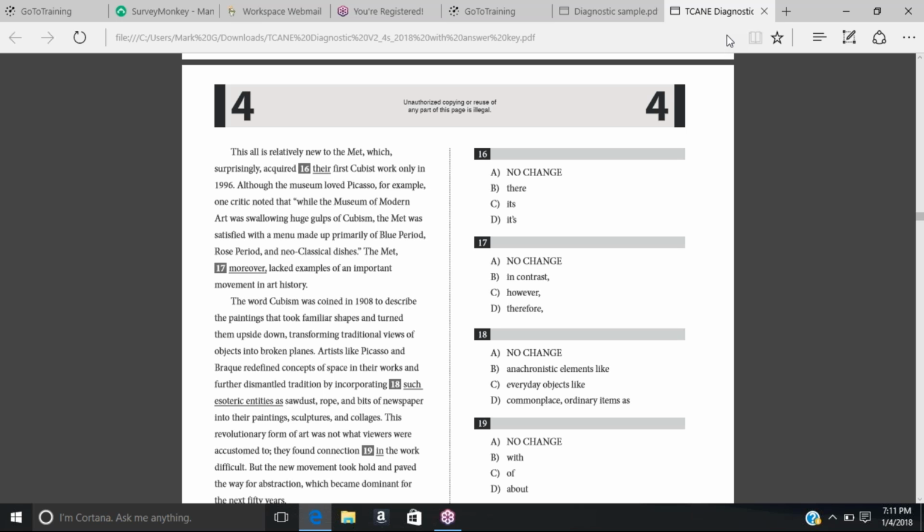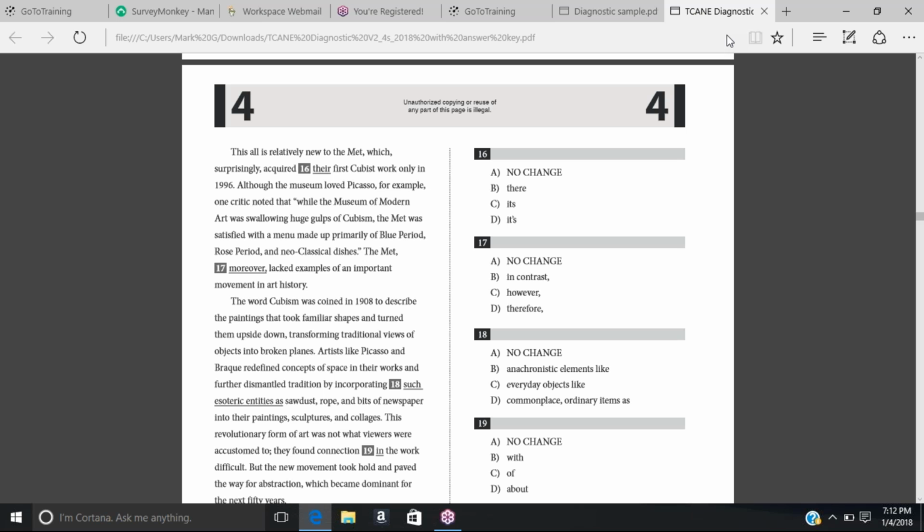Let's go to number 18. 18 somewhat tests vocabulary. It takes you to the underlined word esoteric. Esoteric is not a word I knew in high school. Congratulations if you do. And I will tell you, esoteric means something that's not readily understood.